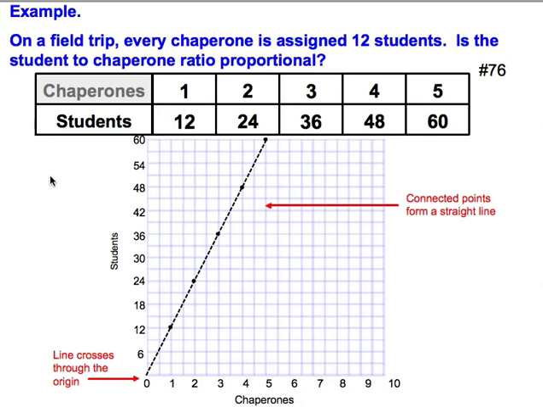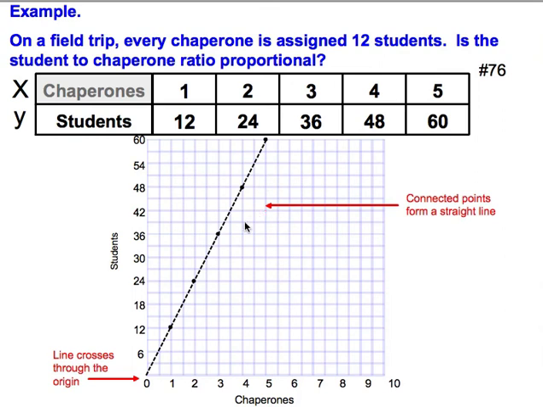This is the same table that we saw before, but now it's graphed. So we have students per chaperone, and this time we graphed the points. Now if you notice, chaperones was our X and students was our Y. That's still the case because when we go to graph it, chaperones are on the x-axis and students are on the y-axis. So we go over 1 up 12, over 2 up 24, over 3 up 36, and so on.